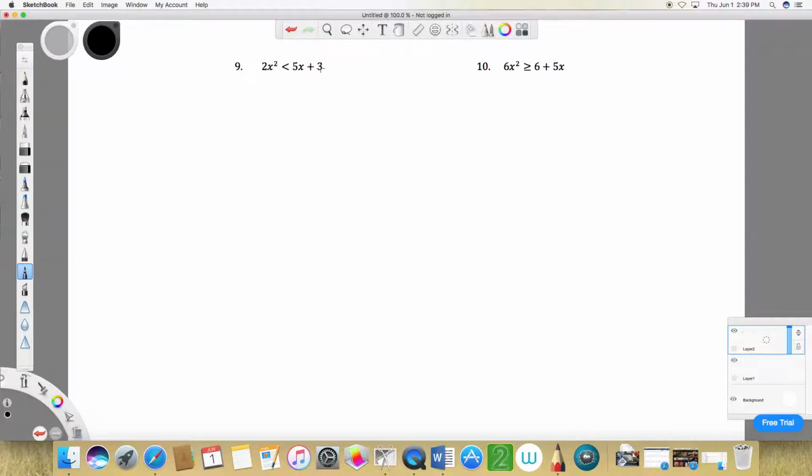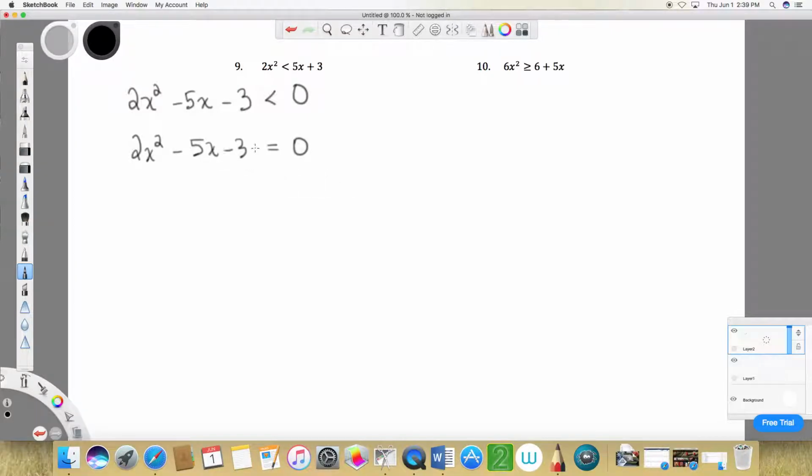So let's rewrite this in standard form over here in number 9. So we've got 2x squared. I'm going to subtract 5x from each side. I'm going to subtract 3. And the arrow is still pointing towards x squared. All right. So instead of trying to jump in and think about this inequality, I'm going to break it down into steps. The step that I need to do is just simply ignore the inequality, set this equal to 0, and solve this equation.